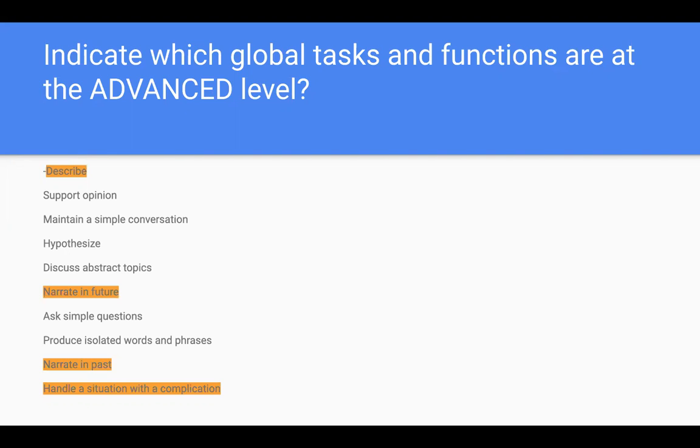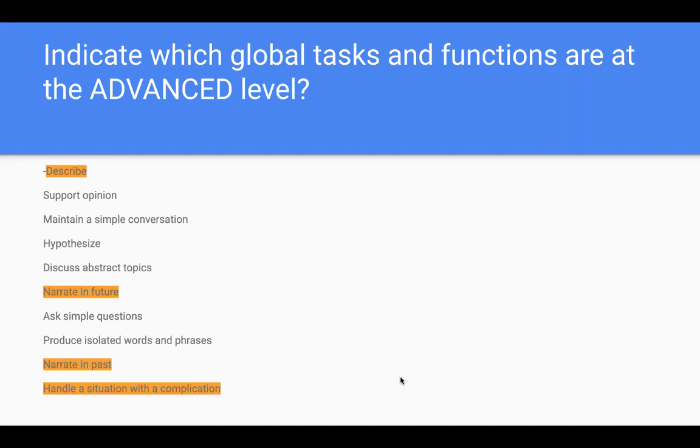And again, like I said, they are not perfect at any key terminology, but they are good paraphrasers, and therefore they can handle those situations with a complication and get what they need or solve the problem by paraphrasing.